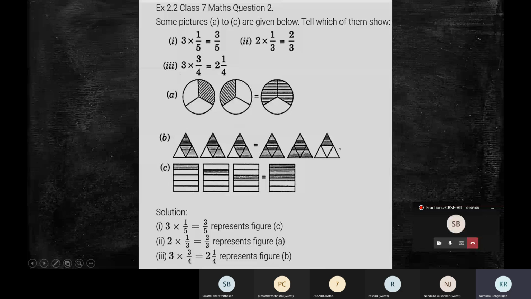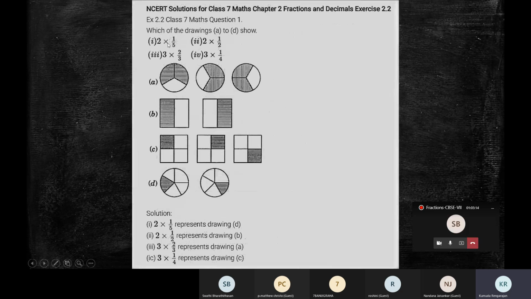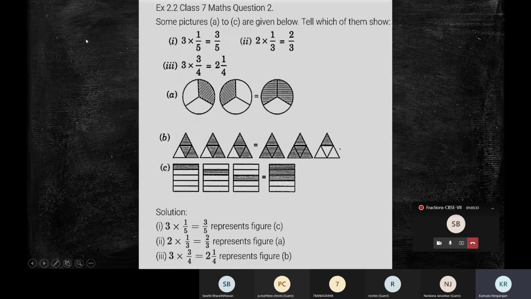Now here they've given some equations. Earlier they were only expressions. These are called expressions, children, because you don't see the equal to sign. It's 2 into 1 by 5, 3 into 2 by 3, and you don't see the equal to sign anywhere. We had to match these expressions with the figures. In the next one, we have to match the equations. This is similar to the earlier one, just that here we are given 1, 2, and 3, and A, B, and C. We have to match 1, 2, 3 with A, B, and C.